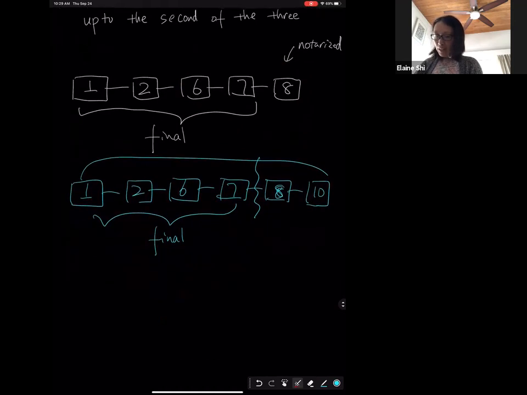Okay, so what this finalization rule actually guarantees is the following. We can stick to this example.